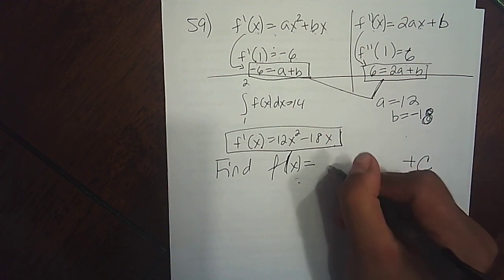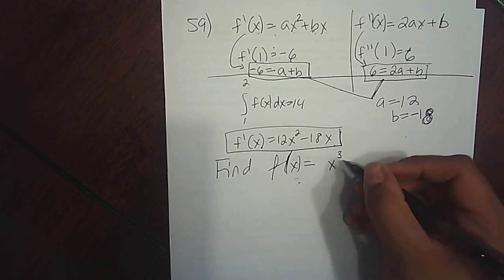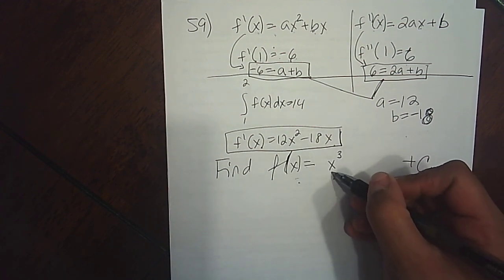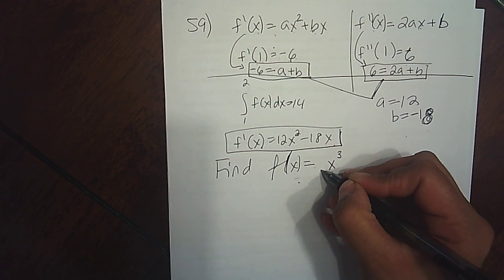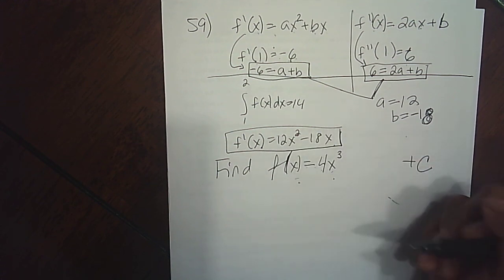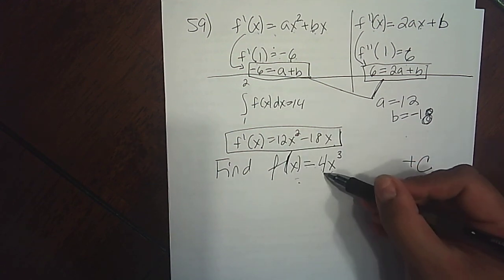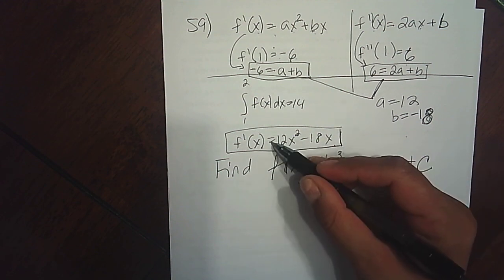If this is a quadratic, it's going to be x cubed. Obviously, this is not enough. This is going to produce 3x squared, and I don't want 3x squared. How do I go from a 3 to a 12? Let's put a 4 up here. Check your work. Take the derivative. 4 times 3 is 12.